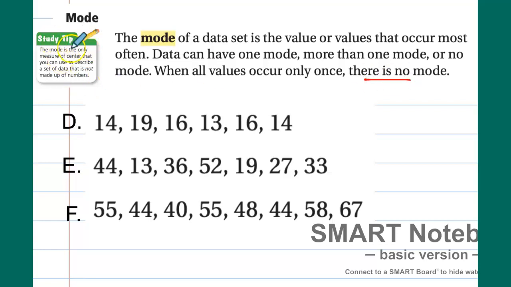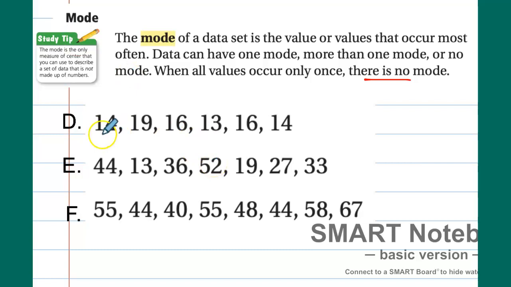The mode is the only measure of center that you could use to describe a set of data that is not made up of numbers. So it could just be what happened, or it could also be the number of a set of apples and like that. You're going to see that on the computer.